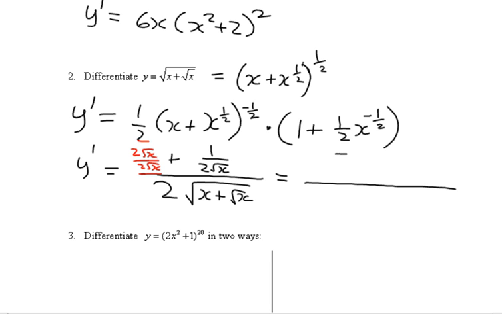I'm going to get root 2 root x plus 1 all over 2 root x. On the bottom, I have 2 square root x plus root x, and you can think of that as over 1. Now, communication and showing your work properly will be extremely important next year for university calculus, okay?